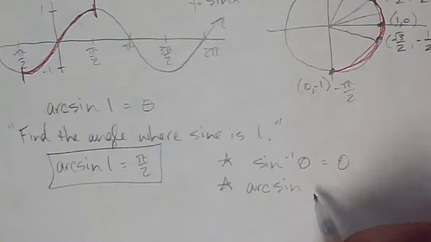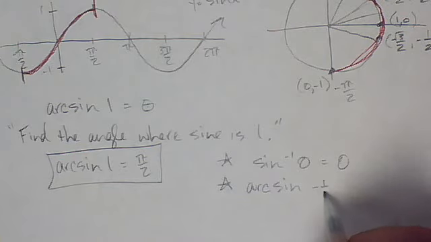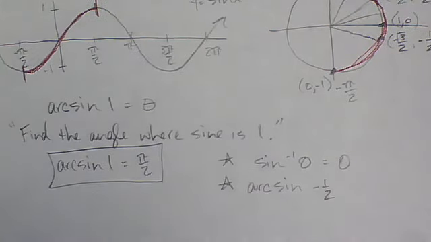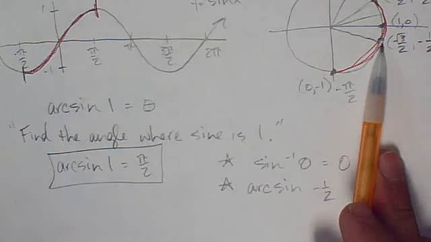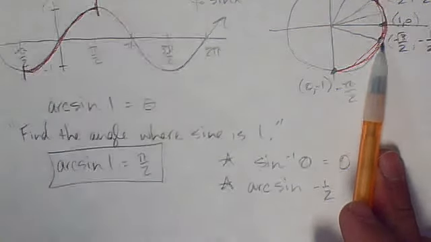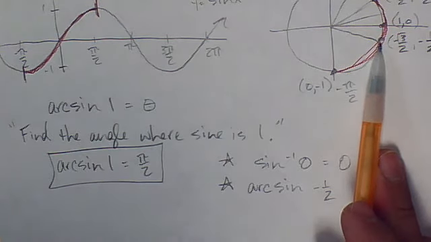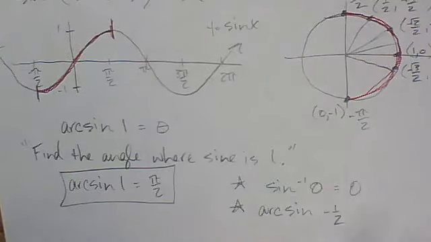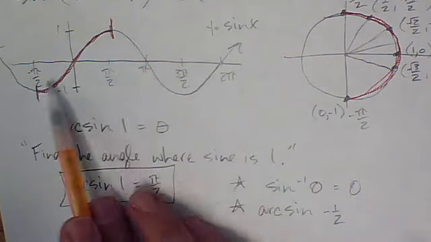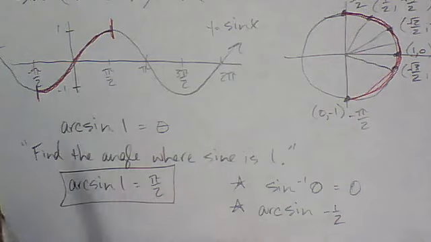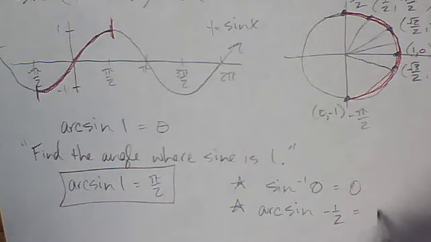Now here's an interesting one. What is arcsine of negative 1/2? Well, it's right there, but everybody wants to put 11 pi over 12. But you can't put 11 pi over 12, because 11 pi over 12 falls right here on the graph. We need to give an answer between negative pi over 2 and pi over 2. So the proper answer here would be negative pi over 6.